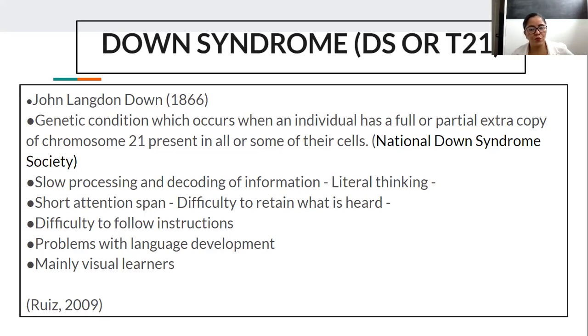They have lots of problems with language development, actually more so than students with ADHD and autism spectrum disorder. And finally, again, they are mainly visual learners. This is according to Ruiz 2009. As you can see, the three conditions share similar features. That is why we can use the strategies from this method to tackle these difficulties and help them out.